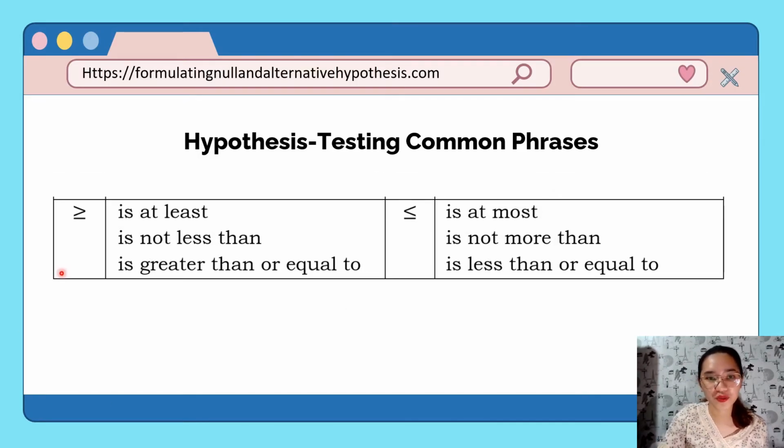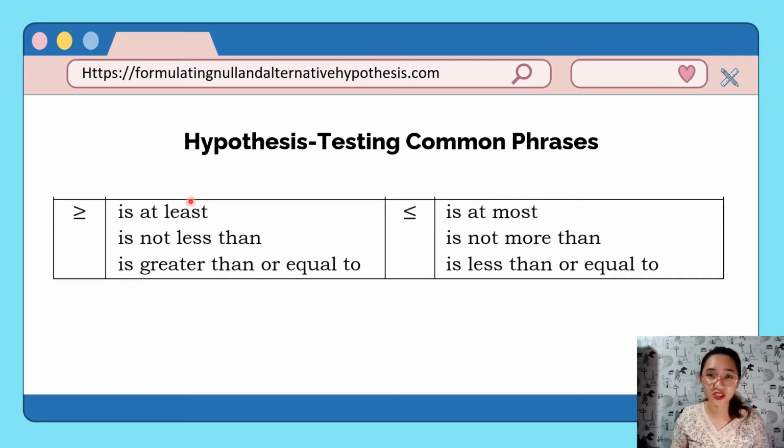Ayan. So, ito naman yung may equal signs. So, greater than or equal. Is greater than or equal to, is not less than, is at least. Kapag naman ganito yung symbol, that is less than or equal to, is not more than, is at most. Ayan. So, yun yung mga common phrases na magagamit natin kapag nag-formulate tayo ng null and alternative hypothesis.